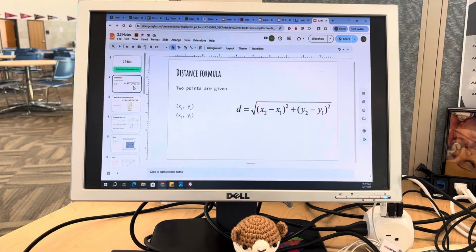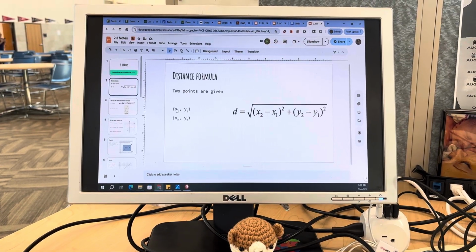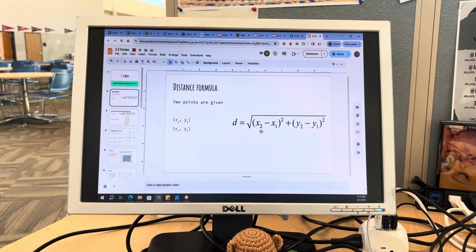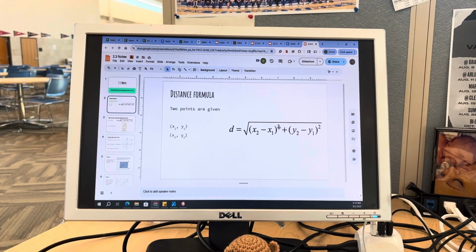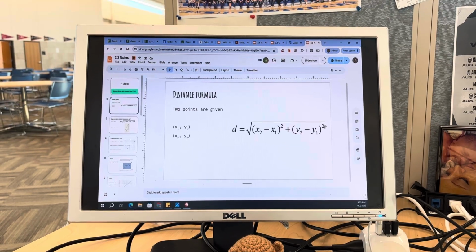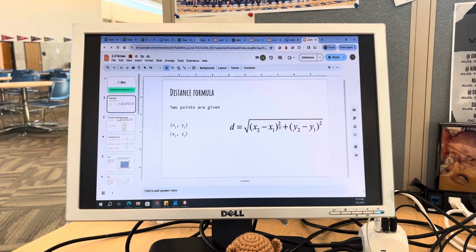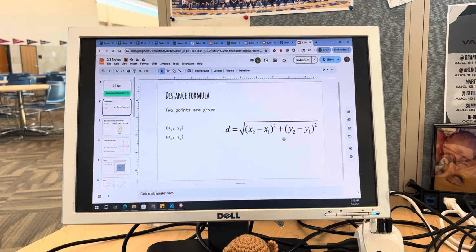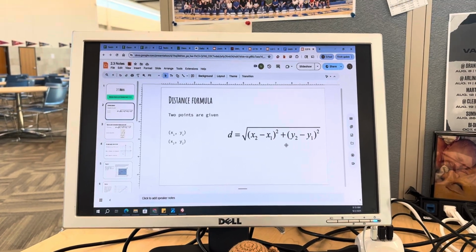So the very first thing in the notes is we have 2 points, x1, y1, x2, y2, and we're going to do the distance formula. So you take x2, you subtract x1, then you square that. You take y2, you subtract y1, you square that, and once you have squared both of those, you add them together and then take the square root, and that whole thing there is the distance formula.